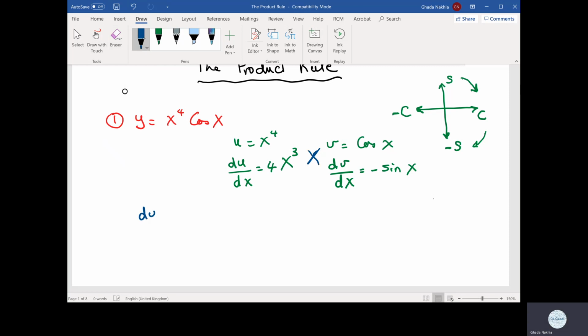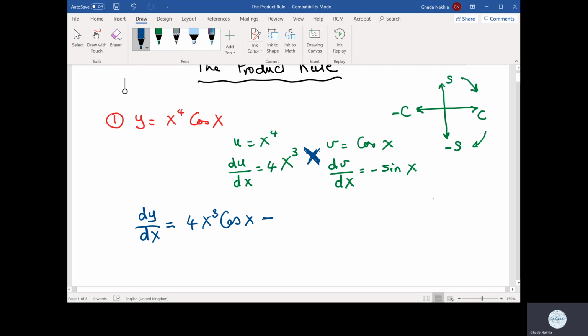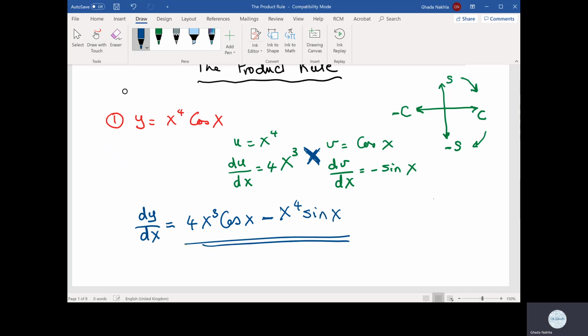Therefore, dy by dx, which is the derivative of x to the 4 cos x, is equal to, you multiply those two. So let's start this way, 4x cubed cos x, which is one multiplied by the other, plus, and in this case, I'm going to go minus because of this minus sign, x to the 4 sine x. And that is the derivative of x to the 4 cos x.